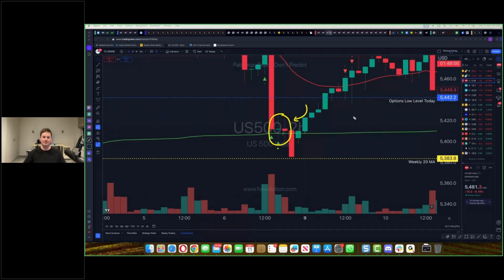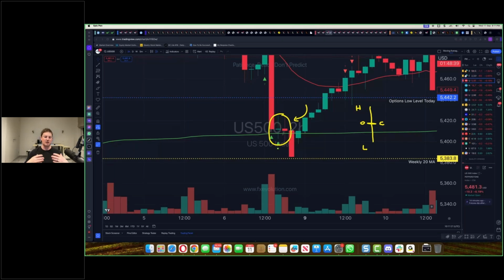gone to a high. There's the high. It's opened. It's gone to a low. And it's closed around the same point. Effectively, this means that the market was at indecision. And you've got to think a little bit differently about markets nowadays.